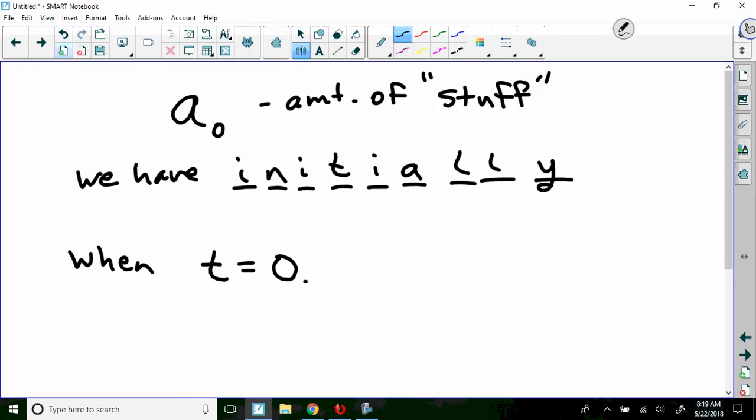So a sub 0 means the initial amount of a substance, the amount of a substance that I have when things begin.